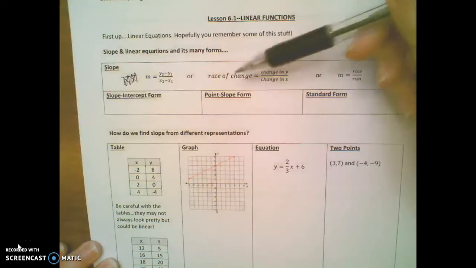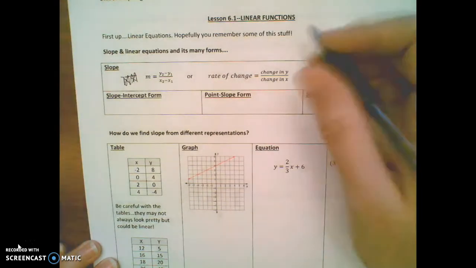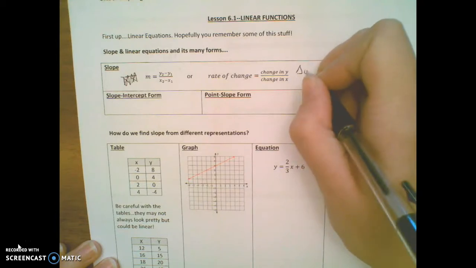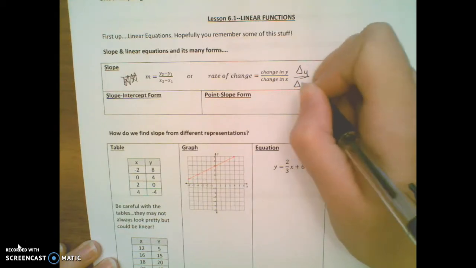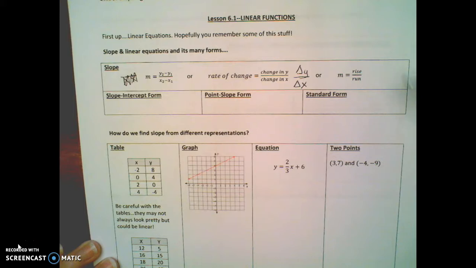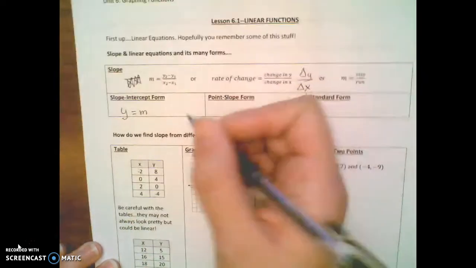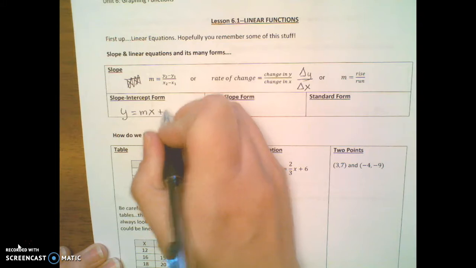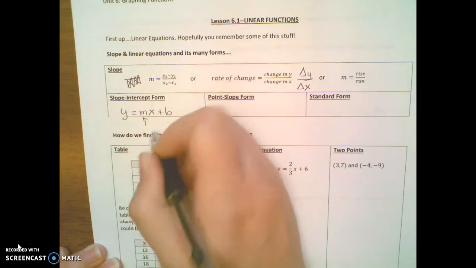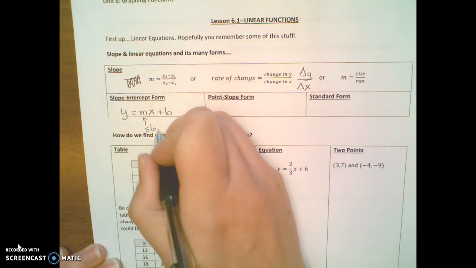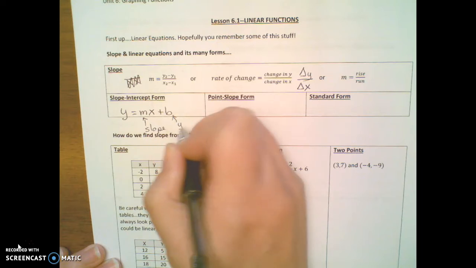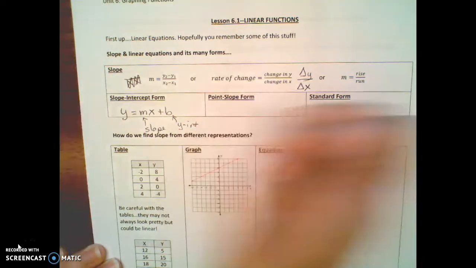Slope is a synonym for rate of change, and in my class I wrote it as change in Y divided by change in X, or you can also think of it as rise divided by run. Okay, so slope-intercept form looks like this: y equals mx plus b, where m represents the slope and b represents the y-intercept.